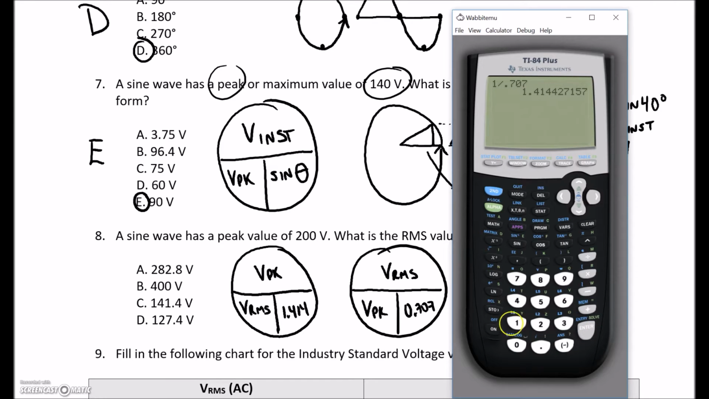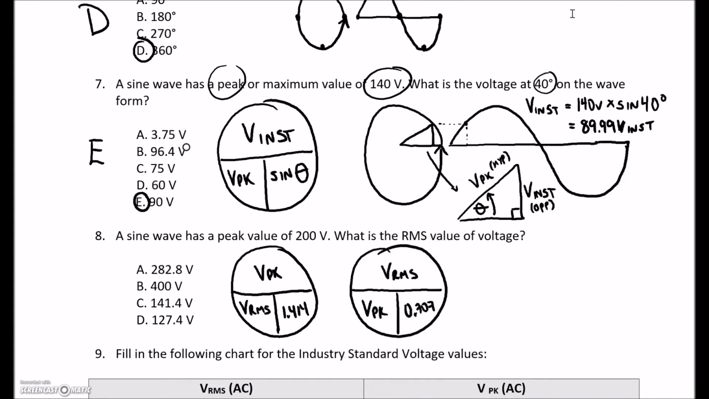Okay, if I do 1 divided by 1.414, that's going to give me 0.707. So they're just the reciprocals of each other. Good Lord, that's hard to say. Reciprocals of each other. So this guy and this guy are just the reciprocal of each other, so these are the exact same equation, just in a different form. Man, that was really hard to say.